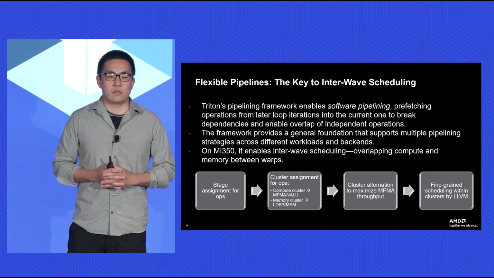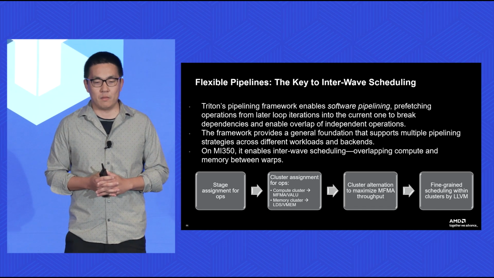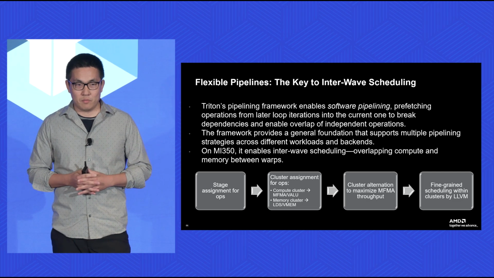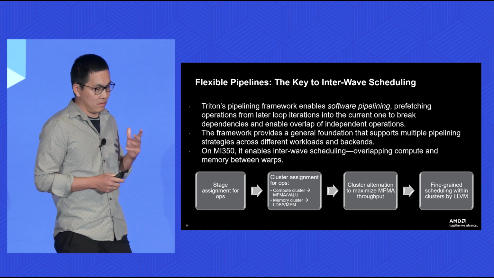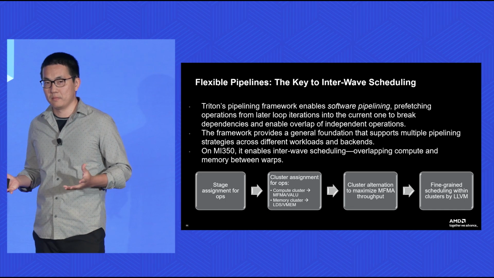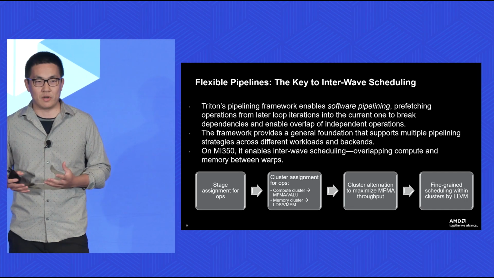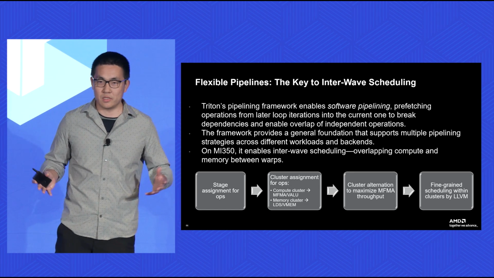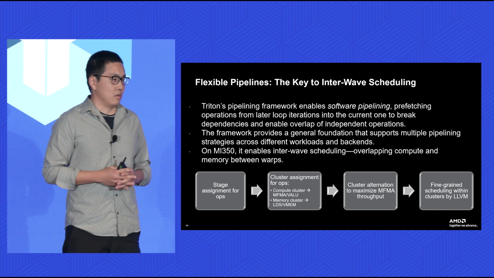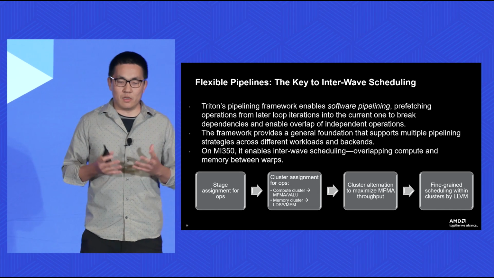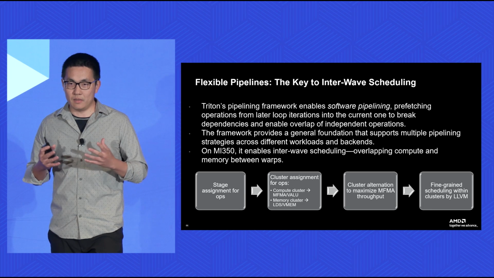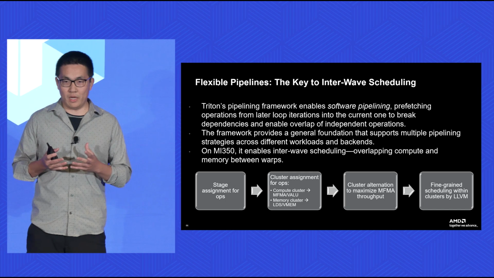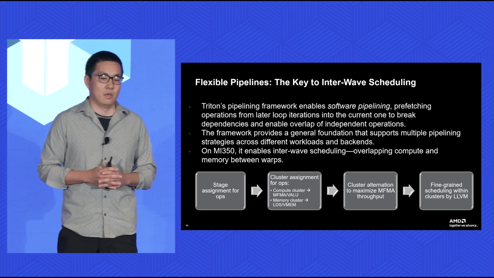All right, let's look deeper into the mechanism that makes all this possible: Triton's flexible pipelining framework. The pipelining framework enables software pipelining, in which operations from later iterations of the loop are prefetched into the current iteration, breaking dependencies and overlapping ops. This framework provides multiple scheduling strategies. And for MI350, this is what enables the inter-warp scheduling mechanism.